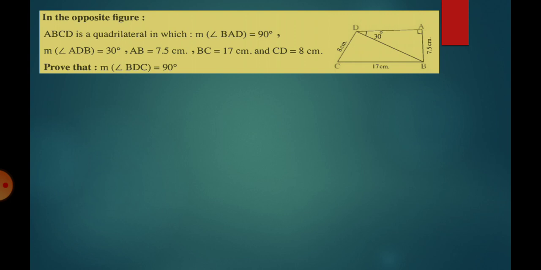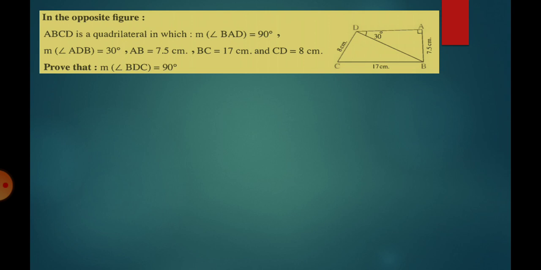Before proving that the measure of angle BDC equals 90 degrees, we must find the three sides in the triangle. Here we know the length of DC equals 8 and we know the length of CB equals 17. We must find the length of BD. Look at the triangle ABD. Measure of angle A is 90 degrees. Measure of angle ADB equals 30 degrees.